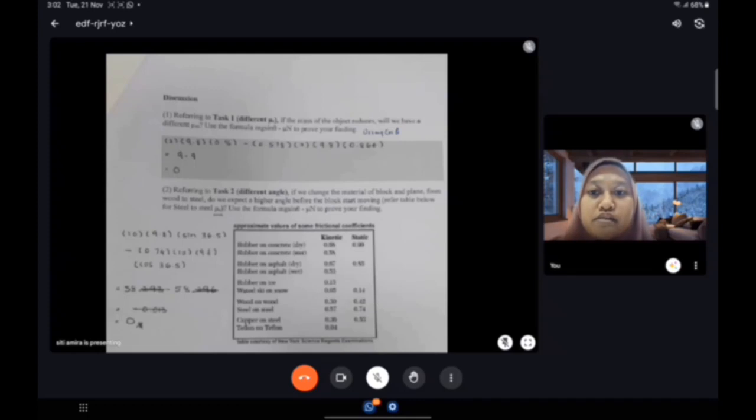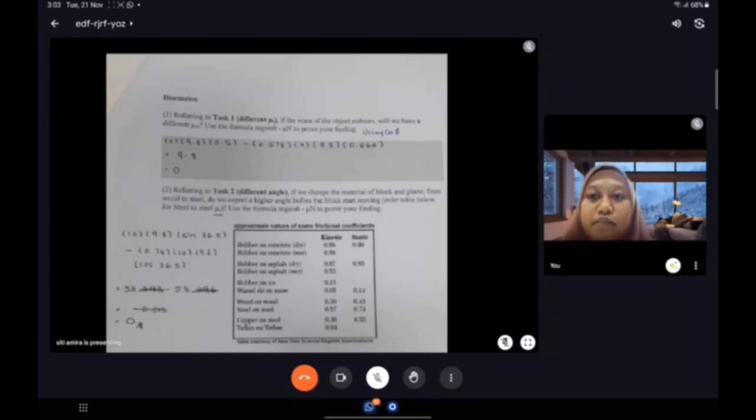The mass we use is 2. So the formula: m to be 2, g to be 9.8, sin theta is sin 30, so to be 0.5, minus μs is 0.578, m is 2, g is 9.8, and cos theta 30 to be 0.866. So the last value total we get 0.